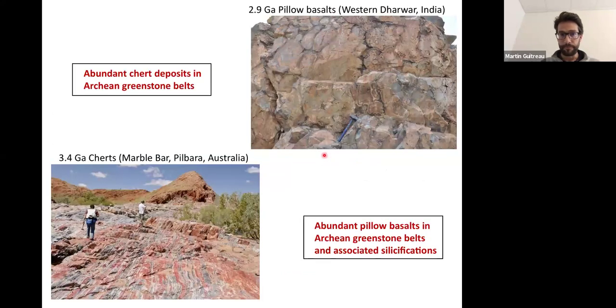Surprisingly enough, or not, most of the basalt you will find in Archean greenstone belts, as exemplified here by some pillow basalts in the western Dharwar Craton, show evidence of eruption underwater. And you have lots of cherts in these terrains. So silica and water were abundant in the Archean.